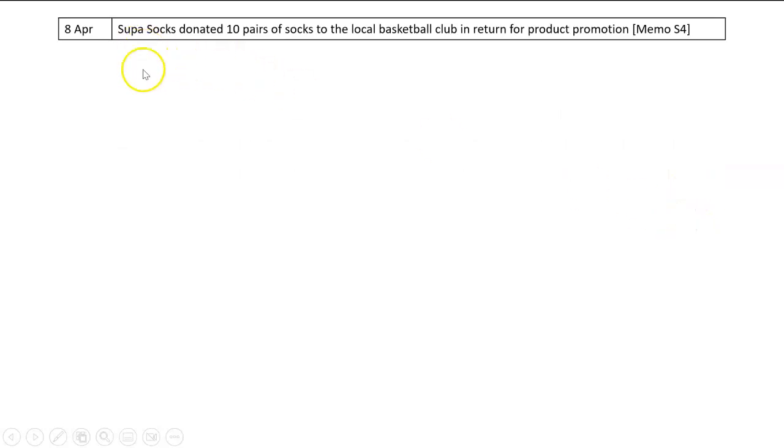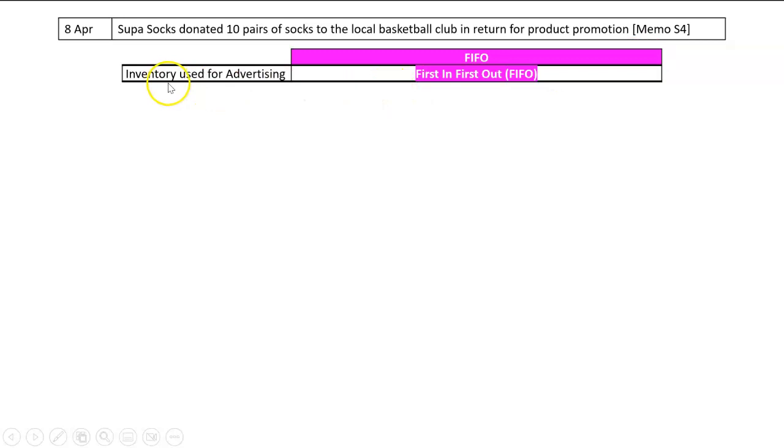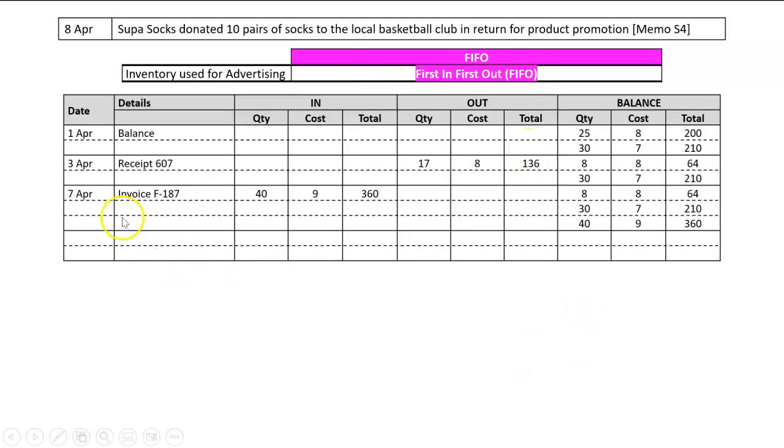On the 8th of April, Super Socks donated 10 pairs of socks to the local basketball club in return for product promotion, memo S4. So that's what we call inventory use for advertising. When that happens, we just assume the first one in is the first one out. Here's our inventory card as it is from the day before. So now we're going to donate 10. We start with the date, you put the document number, which is memo S4.